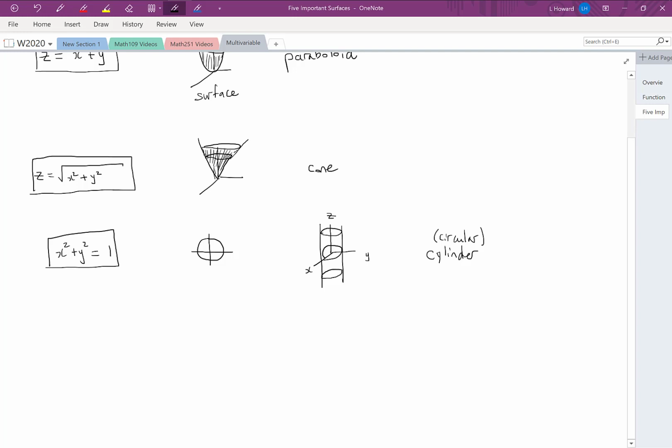And again, that's an infinite surface, so it continues up as far as we like, continues down as far as we like, and we just draw a finite portion of that to get an idea of what that looks like.